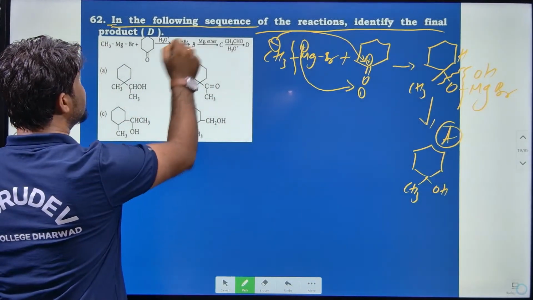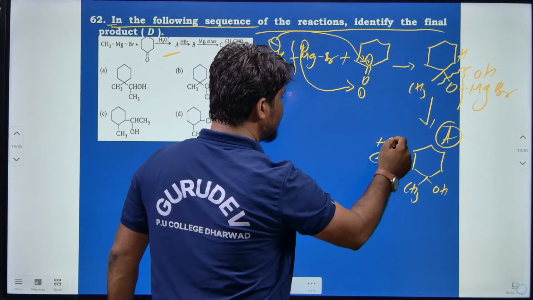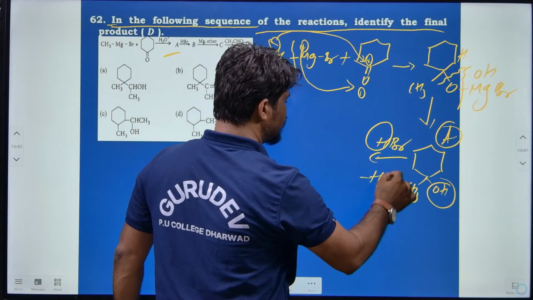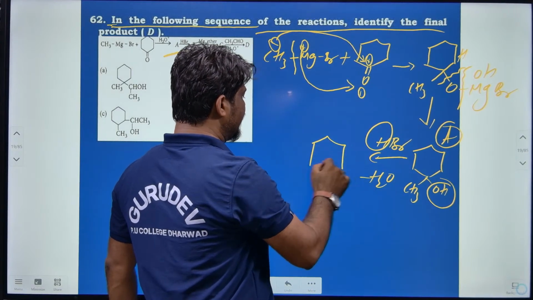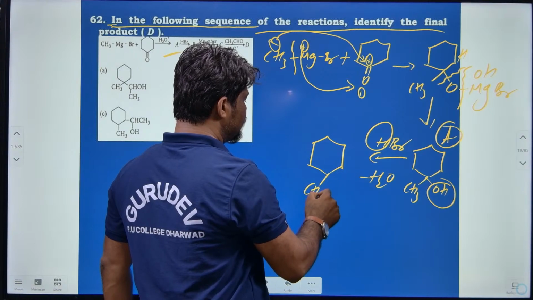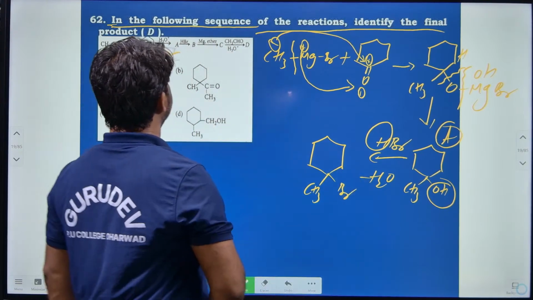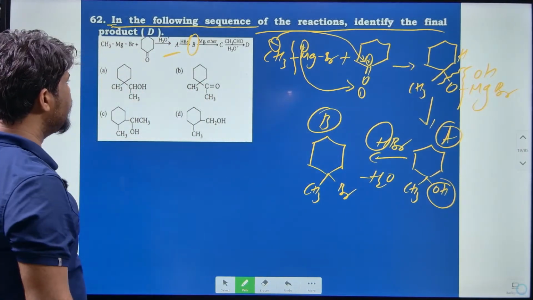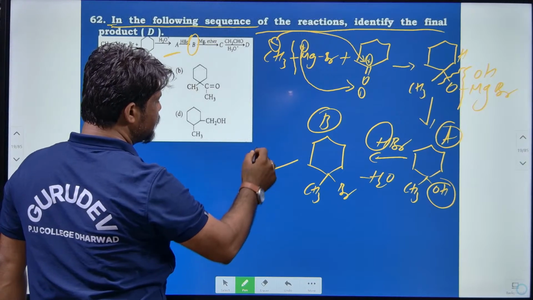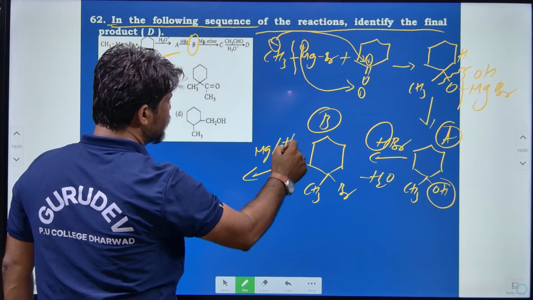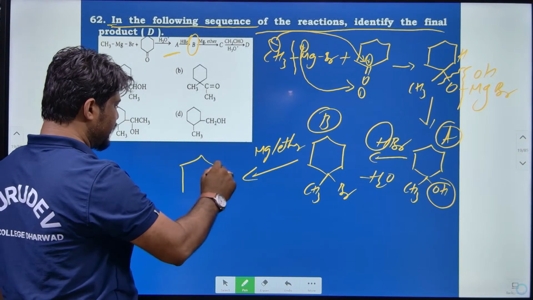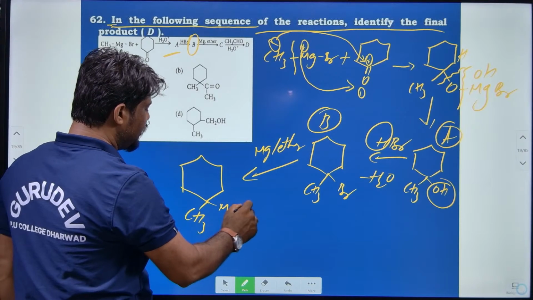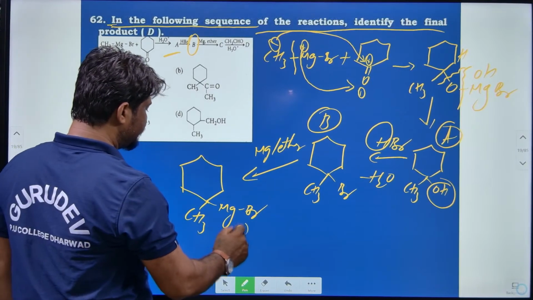This compound A is reacted with HBr. See, this H and this OH combine together, eliminating water, then ultimately I can get the compound here, CH3 and Br. This is the compound B. When this B is reacted with magnesium in ether, it forms the Grignard reagent. This is MgBr. This is the compound C.